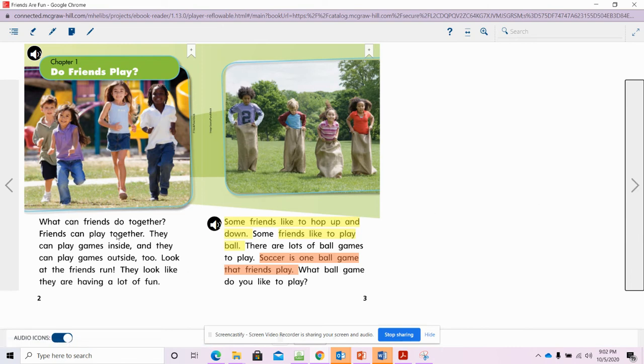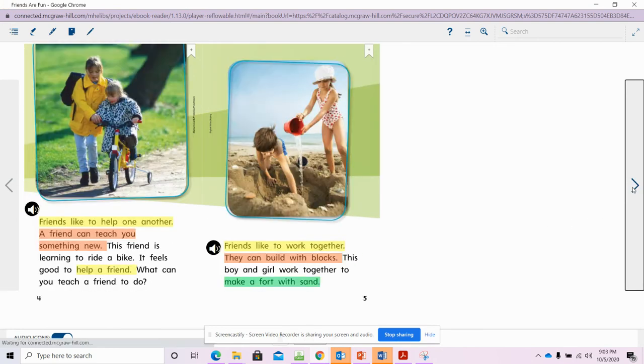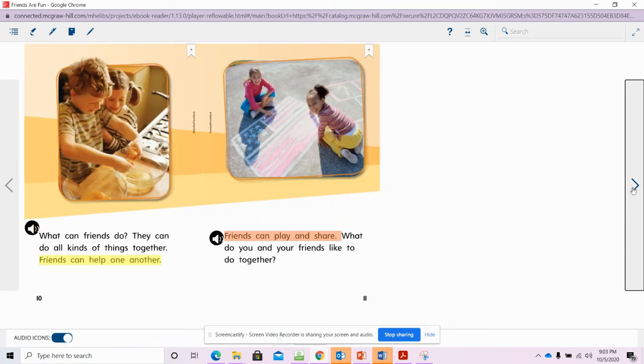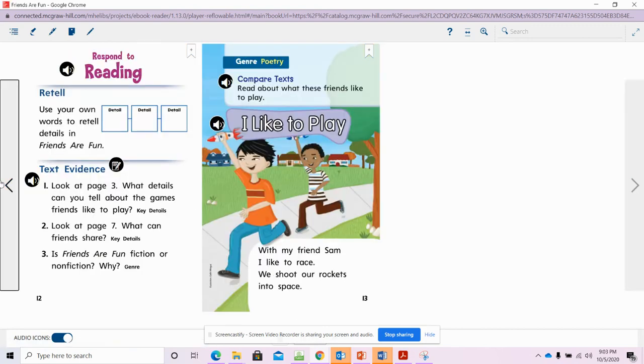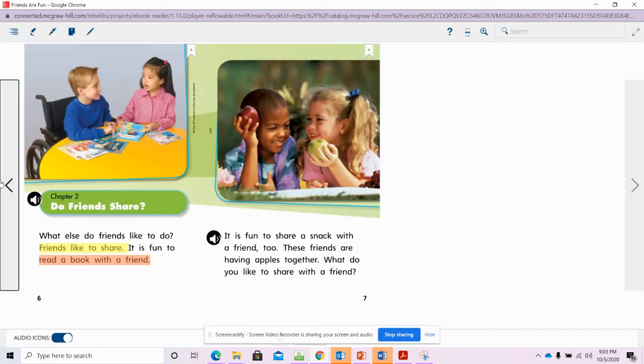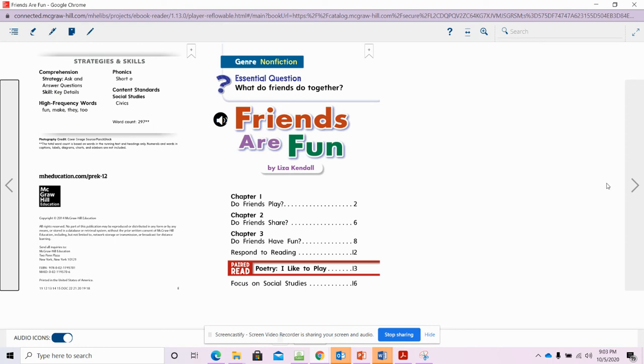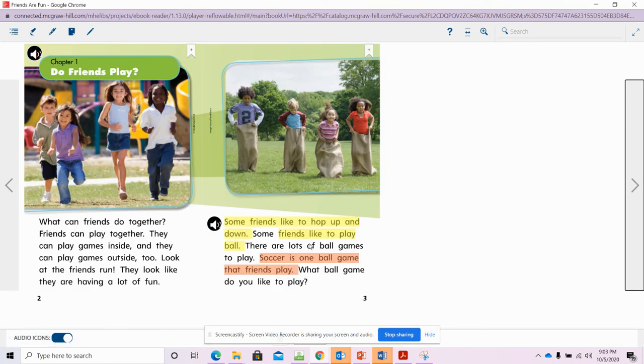What can friends do together? Some friends like to hop up and down, some friends like to play ball. Soccer is one ball game that friends play. So I'm going to skim through the book. What are some things that friends can do together? What are some things that friends can do together that we read? What are some details that we picked out of this reading?